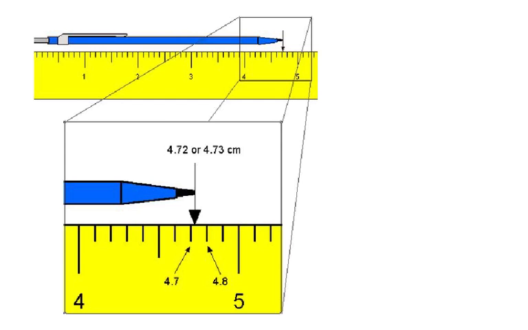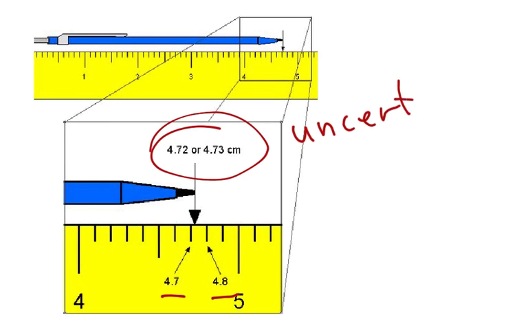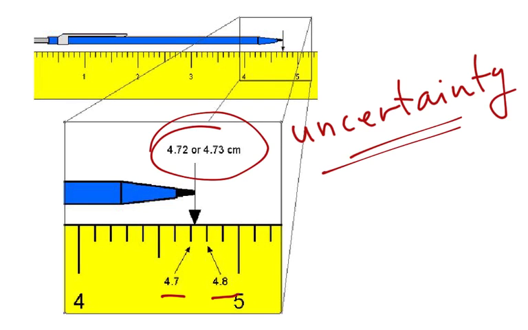So we look at this pencil here, starting way over here at 0, and we can see it's ending up between 4.7 and 4.8. Again, somebody might write that as 4.72 centimeters or 4.73 centimeters. There is some uncertainty built into every measurement just because of the measuring device and the people using it. So we expect that if more people came up and measured the same pen with the same ruler, they wouldn't get exactly the same answer, and we expect that for measurements.